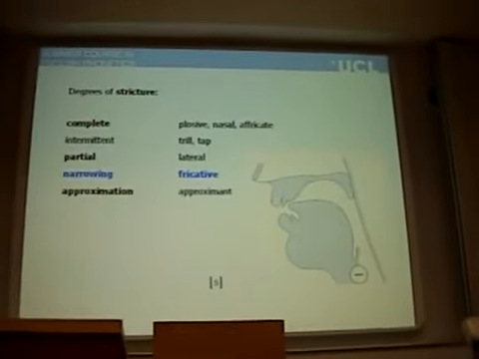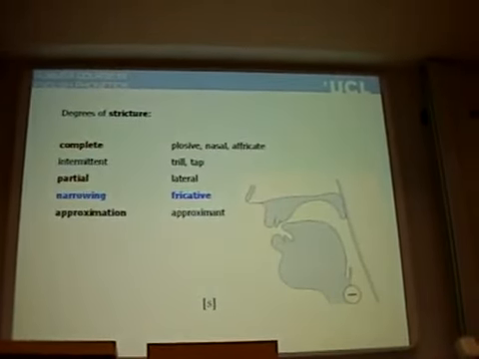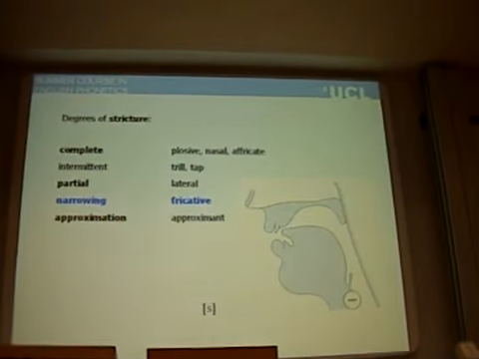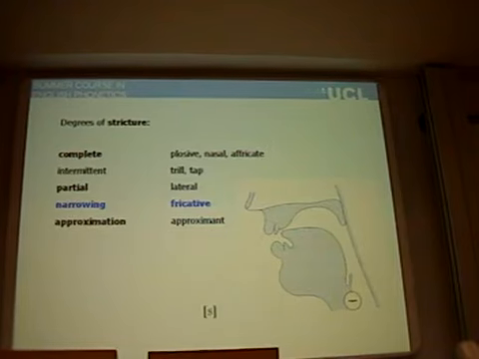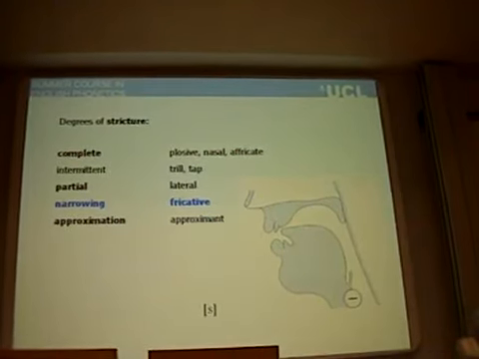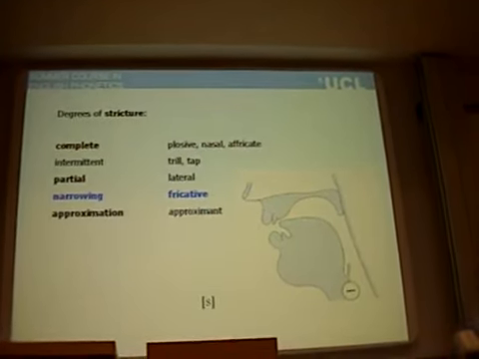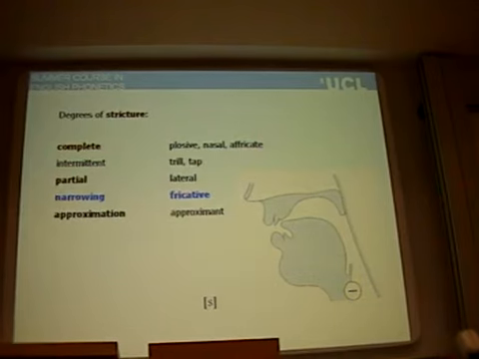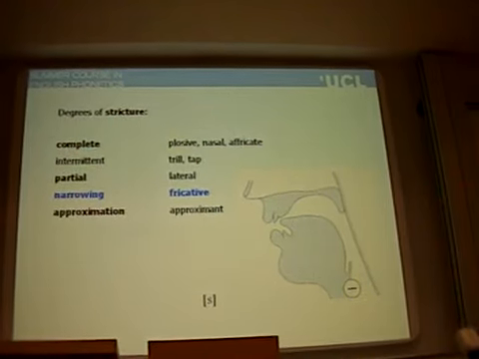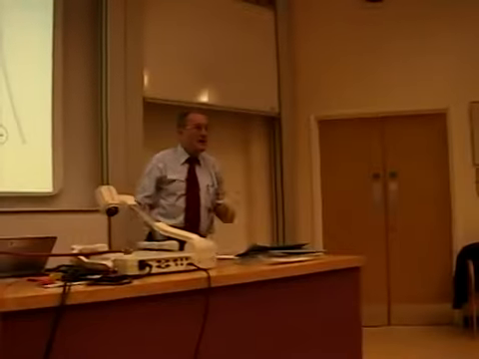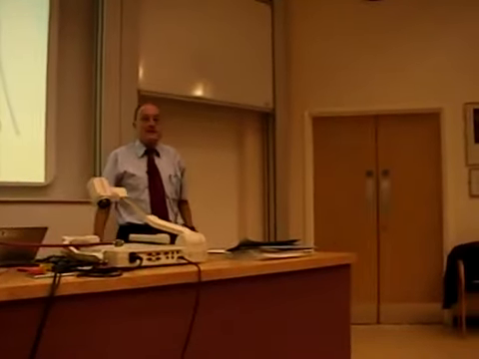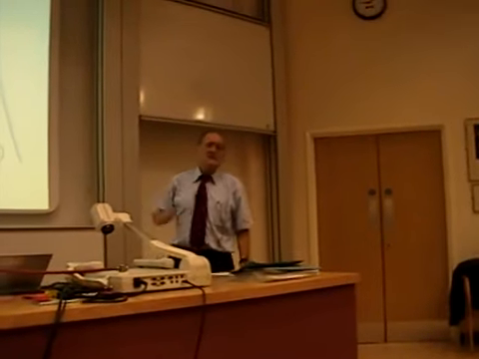Then, narrowing. This is the kind of stricture we have in a fricative. There's a picture of an S sound, and you can see the narrowing between the tongue tip and the alveolar, well, tongue blade as well as the alveolar ridge. Not complete closure. There is, of course, closure at the sides, but there is a channel that is free for the air to pass.